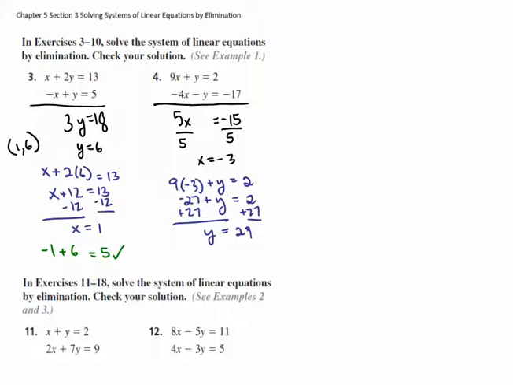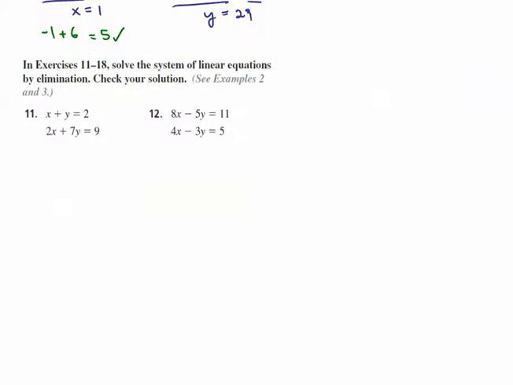Now we need to check that. So our solution appears to be x is negative 3, y is 29. We're going to plug those values into the second equation. Negative 4 times negative 3 minus y, or 29, and we want to see if that is equal to negative 17. So negative 4 times negative 3 is positive 12 minus 29, and that does indeed equal negative 17, and so that checks. And we'll scroll down.